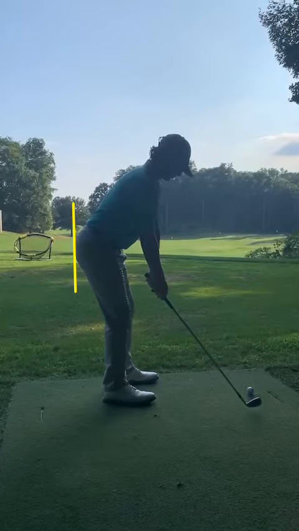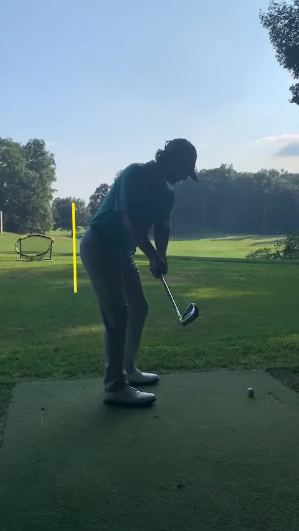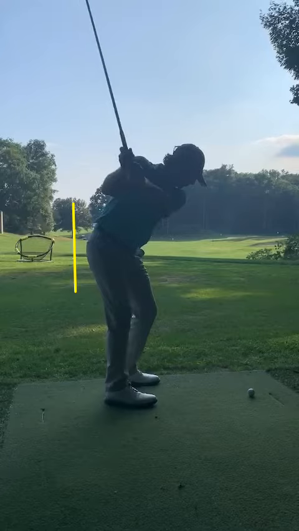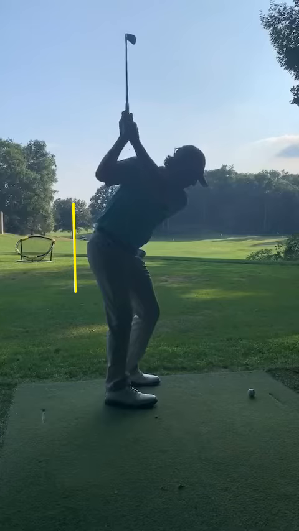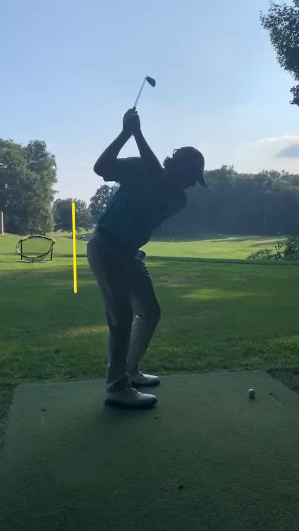As he takes the club away, because he's so on his heels, he finds his balance. And by finding his balance, he's moved a couple inches closer to that golf ball. And from here, it is very tough to recover because he's moved so close.